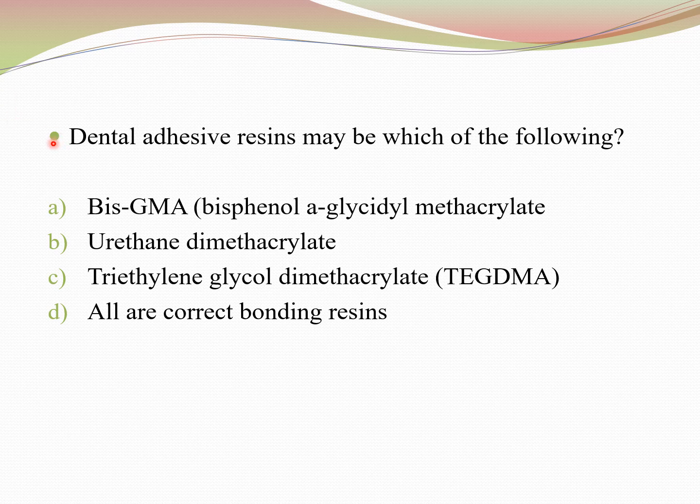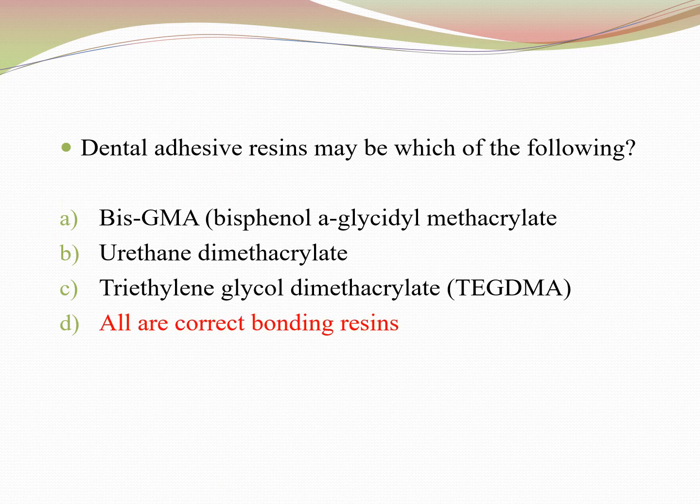Next question, dental adhesive resins may be which of the following? A bis-GMA, a urethane dimethacrylate, a triethylene glycol dimethacrylate, or are all of these correct bonding resins? An adhesive resin, remember, is a resin that is going to adhere to the tooth. All of these are bonding resins.